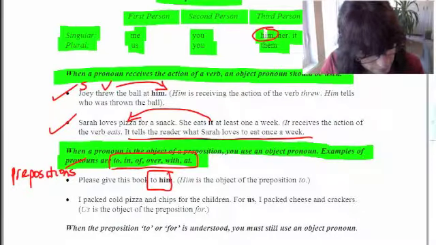To is a preposition. There's your prepositional phrase. So you need to use the objective form following the preposition. So him is the object of the preposition to.